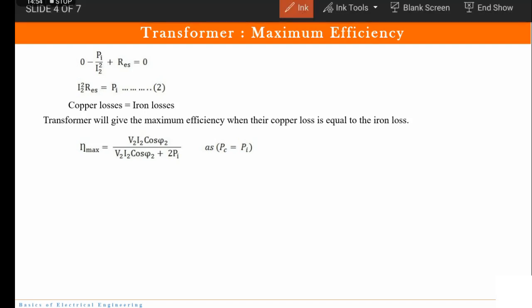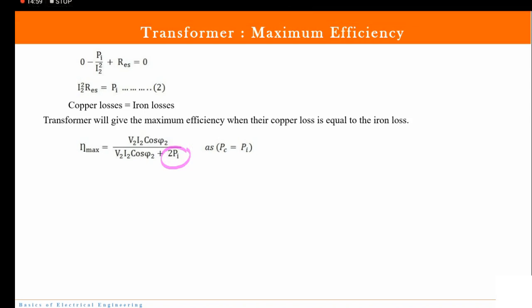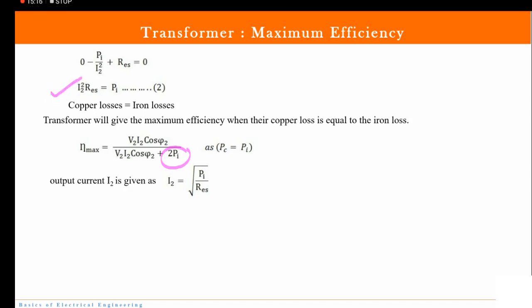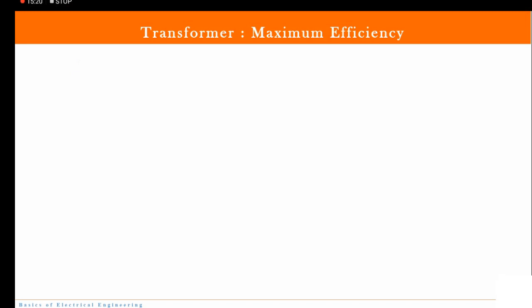So second and third term, they combine together as 2 Pi. So this becomes my maximum efficiency. And from equation 2, from this equation, we can get the value of I2.